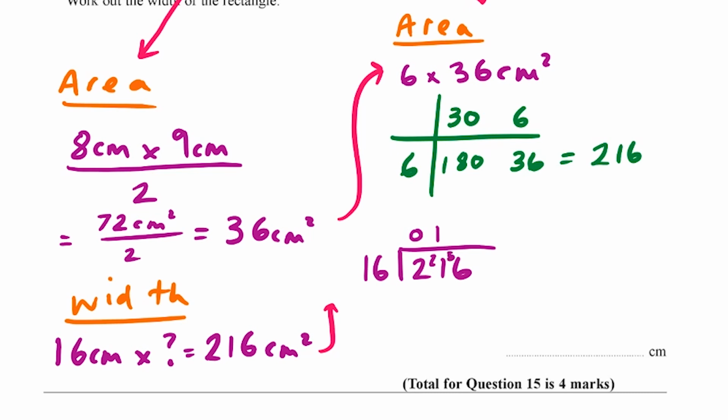So we've got 56 now. How many 16s go into 56? Well, if we count up in 16s, 16, 32, and then 48. So that is 3. 3 16s will go into 56. And we have got 8 left over.